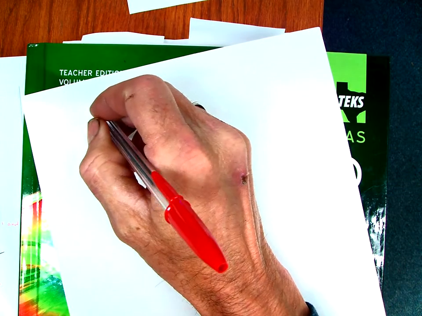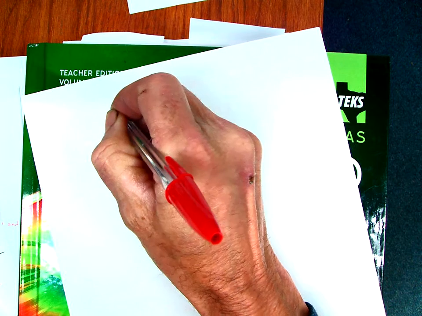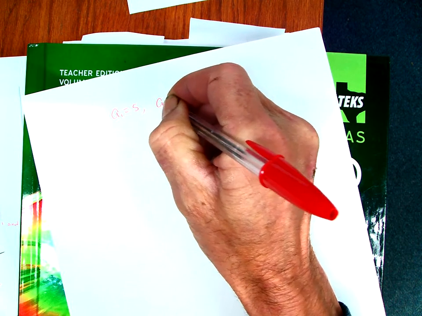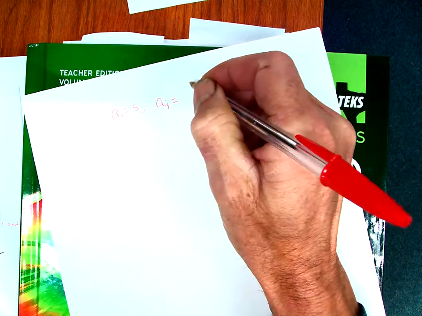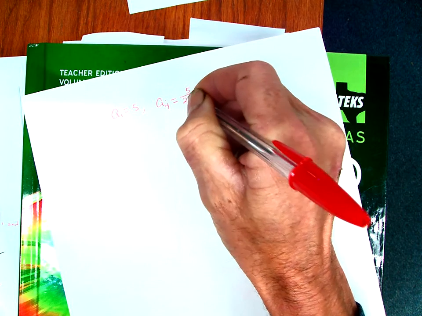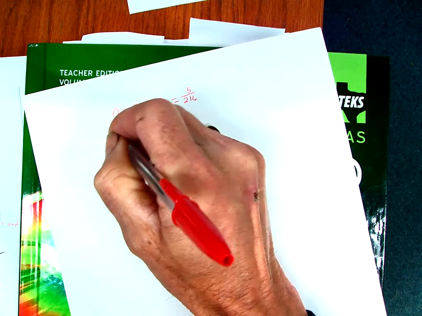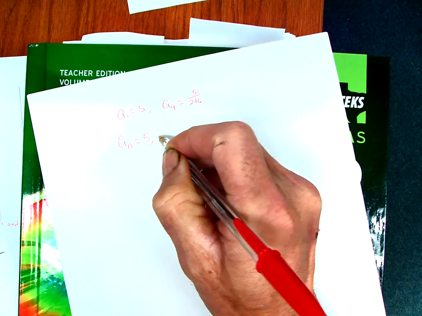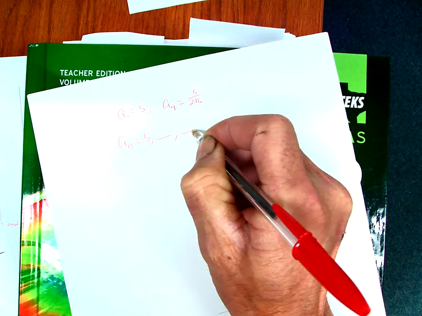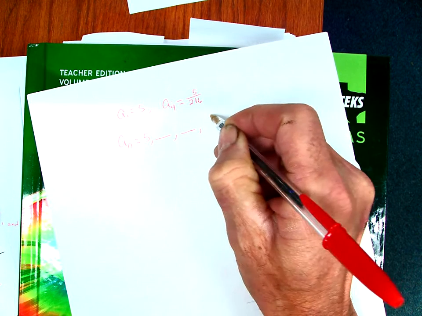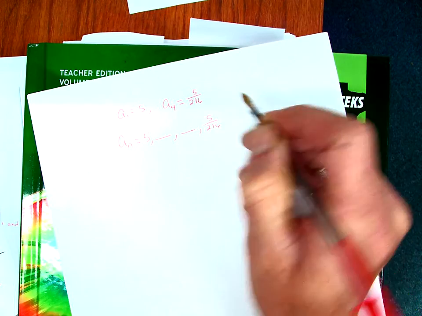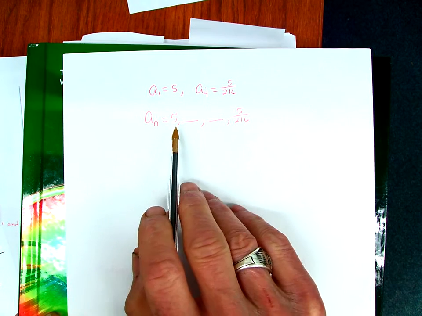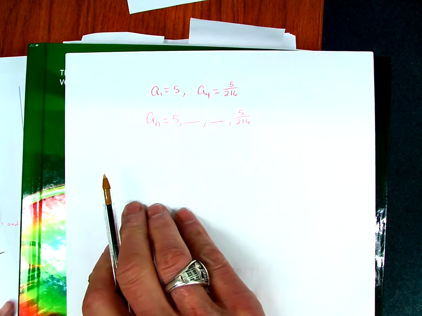Alright, so in the example, I used a sub 1 equals 5. And a sub 4 equals 5 over 216. So this would look like this. A sub n equals 5 is the first one. I don't know the second one. I don't know the third one. But here's the fourth one. And now I need to write both the explicit and recursive formulas that make this sequence.